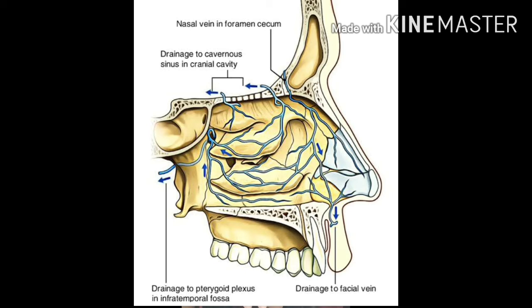Anteriorly it drains into the facial vein, and posteriorly through the sphenopalatine vein to the pterygoid venous plexus. Okay, so there are two venous drainages present in the nasal septum. First is anteriorly and the other is posteriorly. The anterior area drains into the facial vein, okay, and the posterior area drains through the sphenopalatine vein into the pterygoid venous plexus.